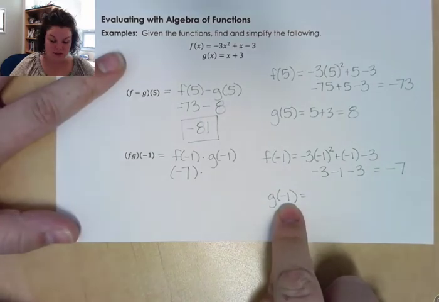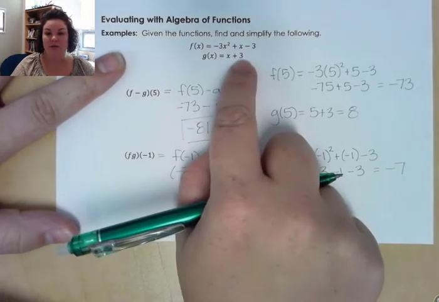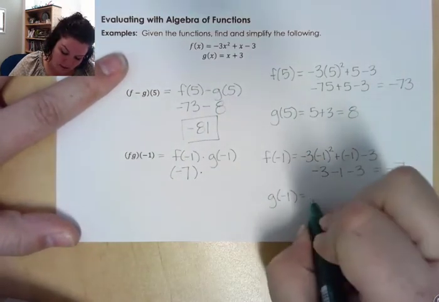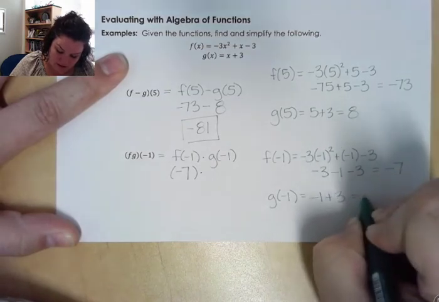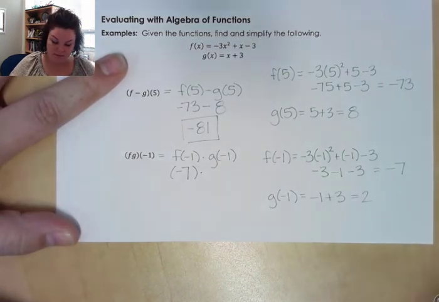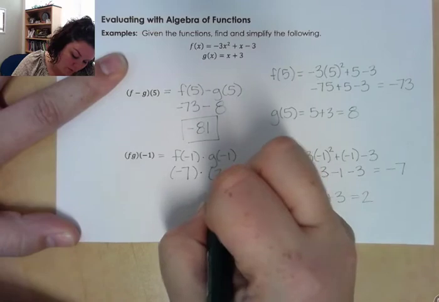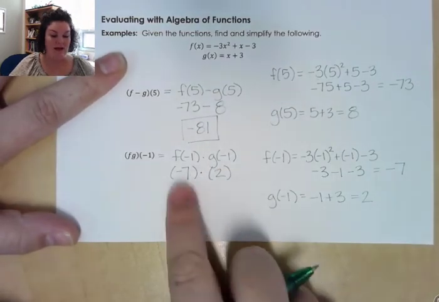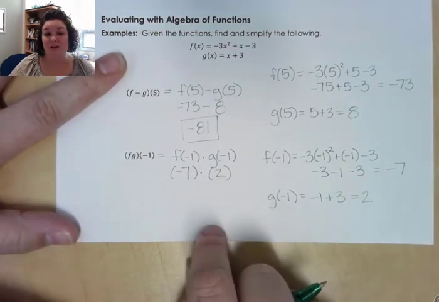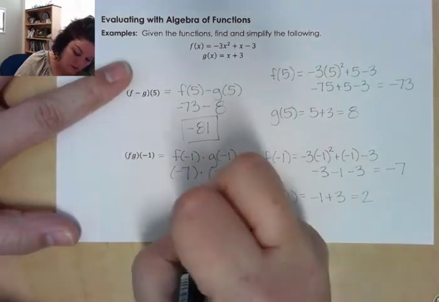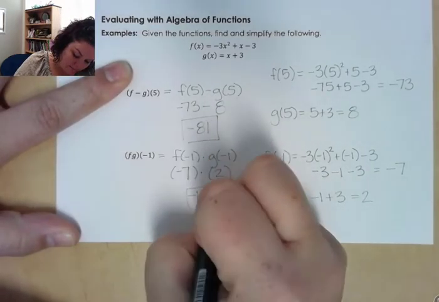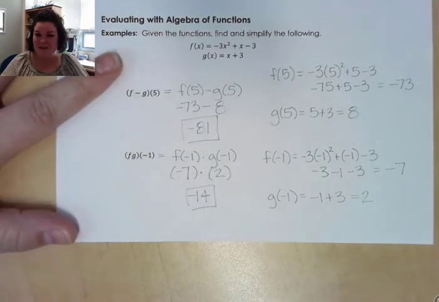Remember, my g function says to do my input plus 3. So I'm going to do negative 1 plus 3, which gives me 2. So I'm going to replace my g of negative 1 with a positive 2. And now all I have to do is multiply those two together. So negative 7 times 2 gives me negative 14. Okay, not too bad maybe?